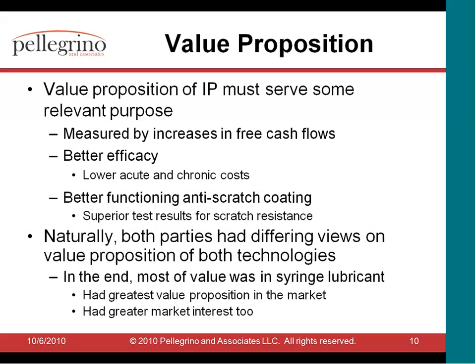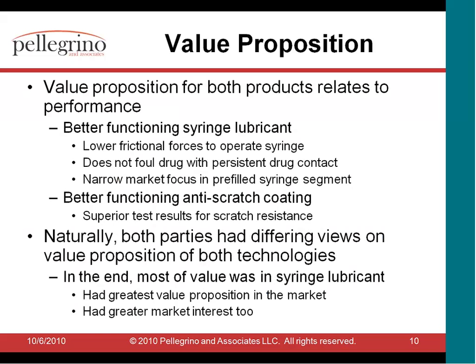So I spent a lot of time looking at the value propositions of those technologies. And in both cases, they relate to performance. So for the syringe lubricant, it was lower frictional forces to operate the syringe. It won't foul the drug with persistent drug contact. And ultimately, that really drives a narrow market focus in the pre-filled syringe segment. On the clear coating, it was better as an anti-scratch coating. It had superior test results for scratch resistance. And like I said, naturally, both parties had different views on the value proposition. And in the end, what we found was that most of the value was in the syringe lubricant, which had a better value proposition in the market, and also greater market interest.